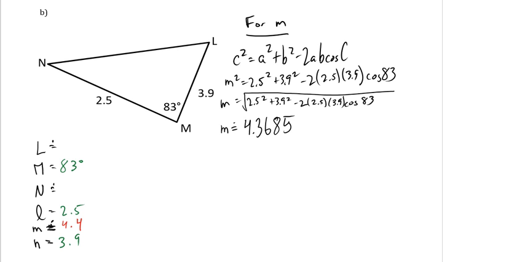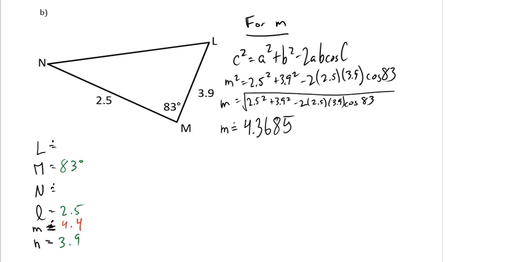All right, I got 4.3685. In the ballpark at 2.5 and 3.9, a little bit bigger, but that makes sense because the angle across from it's pretty big, 83, right? So looks good to me. Leave that number on my calculator.